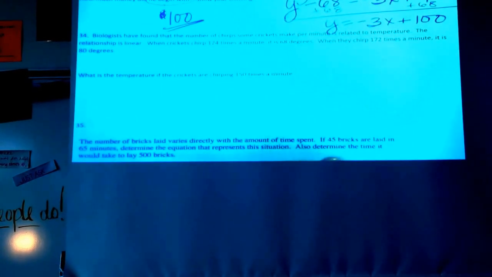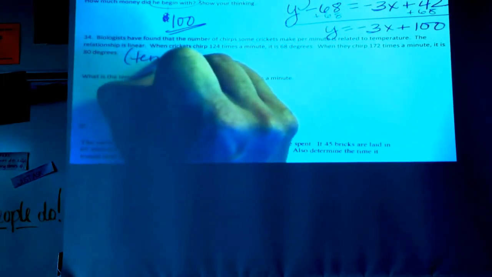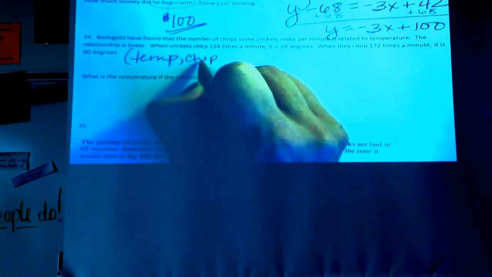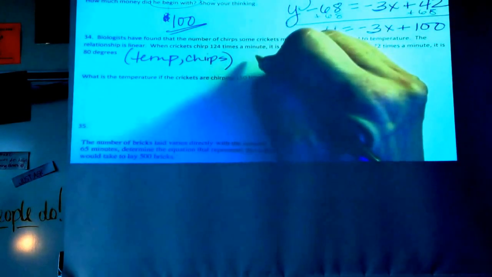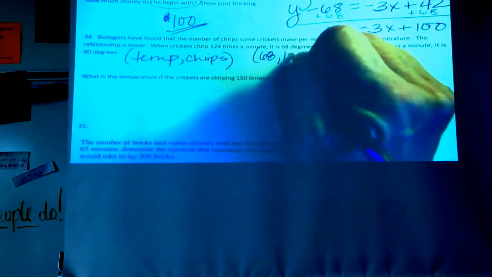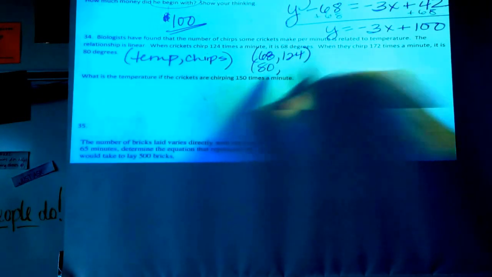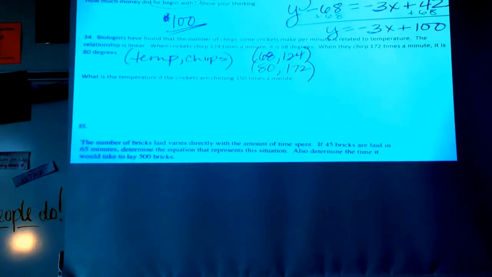Now in number 34, we have this cricket chirps. We messed around with this in one of the problems I think that we did as a group. Biologists have found that temperature and chirps are related. What we discussed is that temperature would be our x value and the number of chirps would be our y value. And if you read through the problem, we find out that we have two ordered pairs. 68 degrees resulted in 124 chirps. And at 80 degrees, it resulted in 172 chirps. And so we have 2 points.